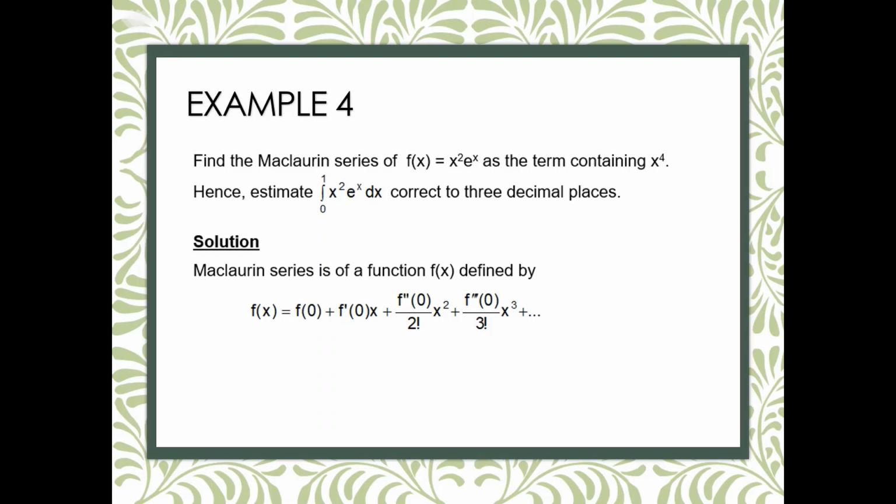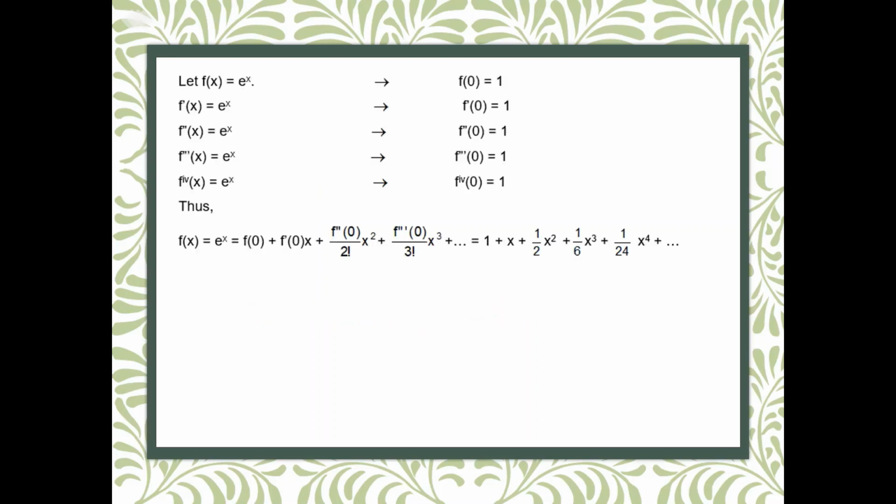As given x squared e^x, you can ignore the x squared. Just differentiate the e^x. Differentiate e^x 4 times, you will get the same answer, which is e^x. Find all the values by replacing the x with 0 and substitute the answers accordingly into the Maclaurin's formula and simplify. You will obtain e^x equal to 1 plus x plus x to the power of 2 over 2 factorial plus x to the power of 3 over 3 factorial plus x to the power of 4 over 4 factorial plus so on.